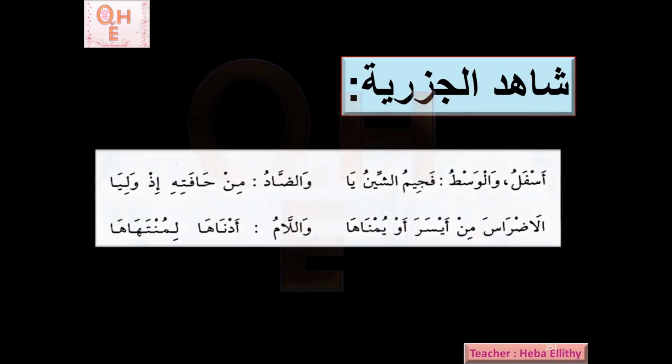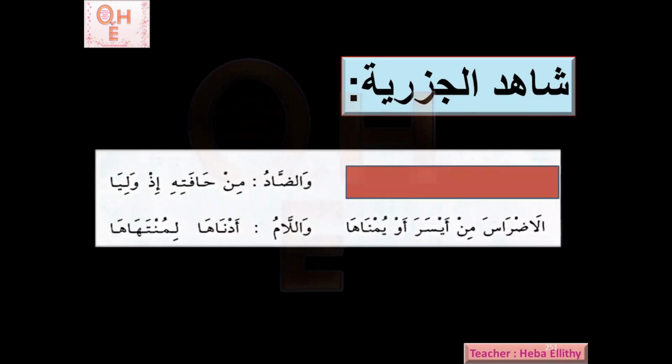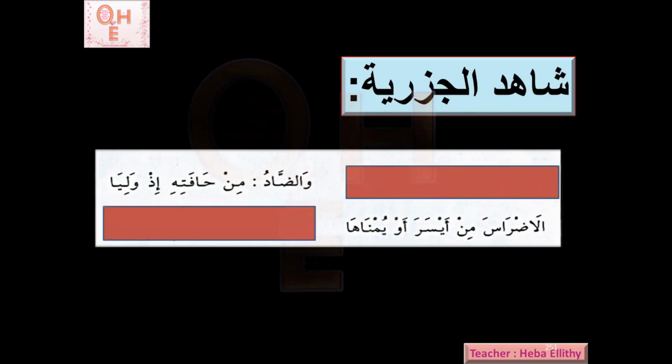Our شاهد الجزرية for this letter is أسفل والوسط فجيم الشين يا. This is not my point. والضاد من حافته إذ وليا للضراس من أيسر أو يمناها. This is my point. والضاد من حافته means the ضاد is coming from the two sides of the tongue. للضراس من أيسر أو يمناها. You push on the side of the molars, the left of the molars or the right, or both of them. Okay? Inshallah, this is clear for you.